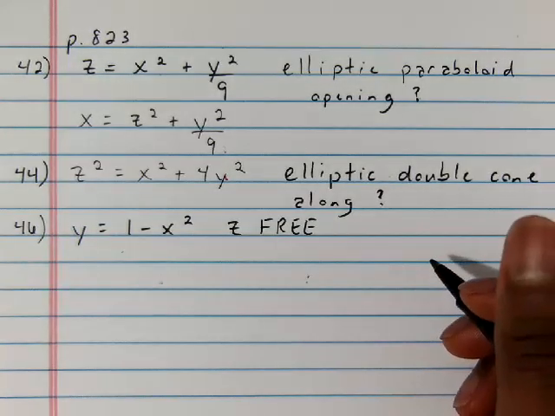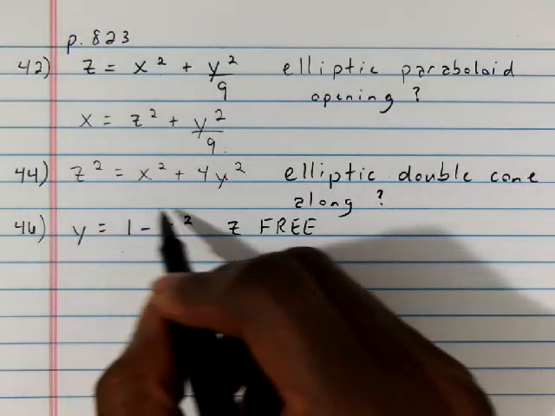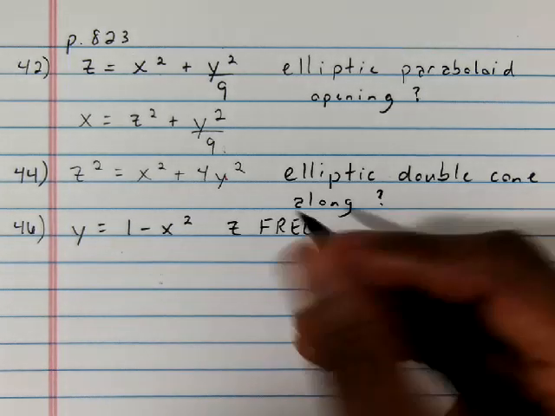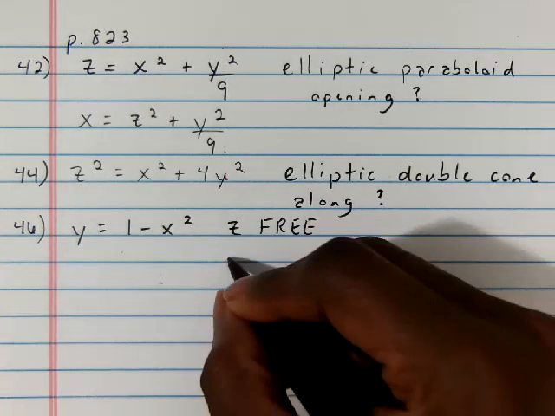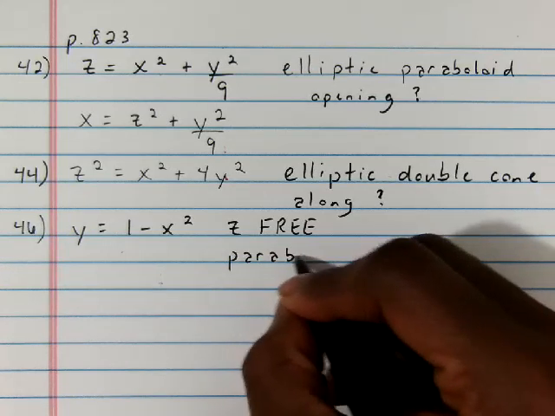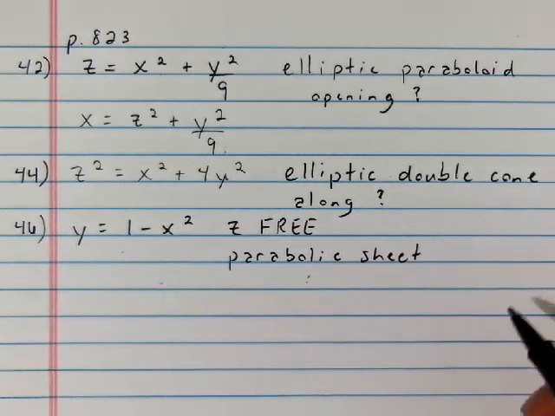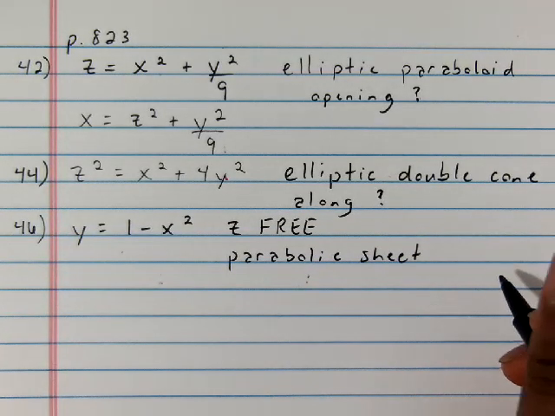All right, so this thing right here, if z were 0, this would be a parabola. So now when z takes on every value, that makes this a parabolic sheet. And if you go through and identify stuff this way, then you can look at the picture in the textbook and sketch based upon that picture.